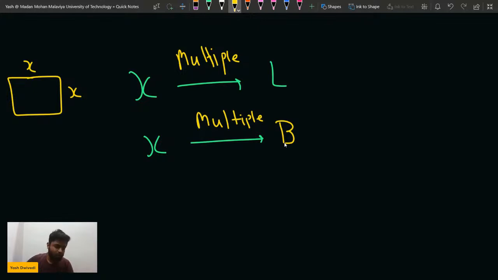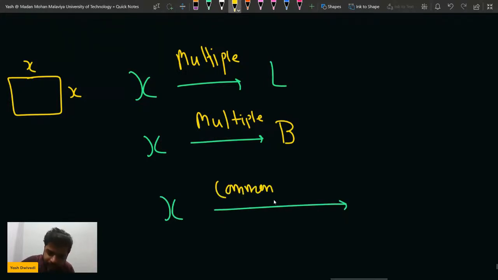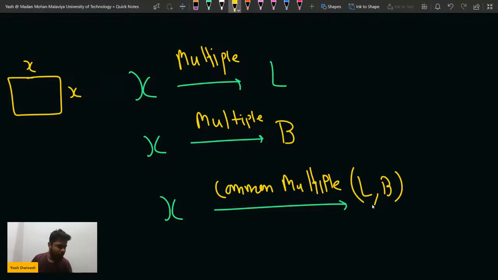Please write yes. So can I say that x should be the common multiple of, right? X should be what? Common multiple of L and b. Everyone agree with me? X should be the common multiple of both L and B.